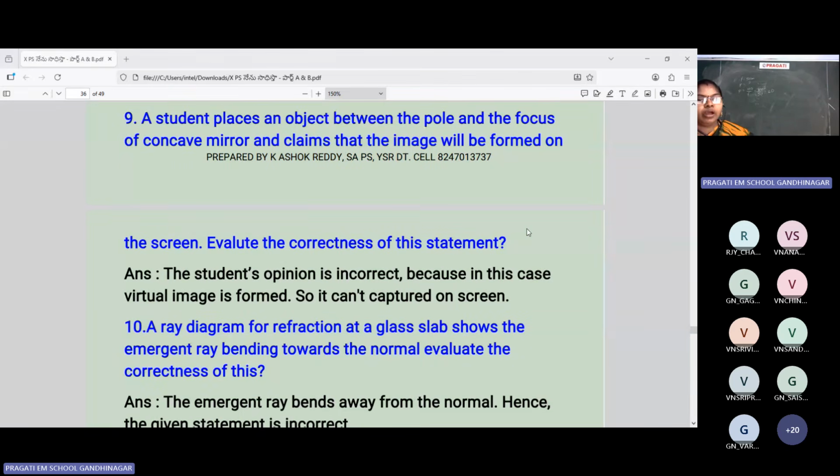No. So evaluating the correctness of the statement, the student's opinion is incorrect because in this case a virtual image is formed, so it can't be captured on the screen. Real images can be captured on the screen. Virtual images cannot be captured on the screen. Real image is always inverted and virtual image is always erect. We have a 2 marks question: what is the difference between real image and virtual image? As well as a 4 marks question also there.